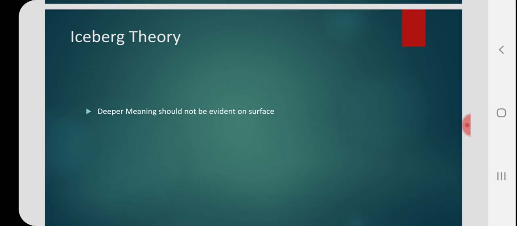So, in this way, the iceberg theory was coined by Ernest Hemingway. It is only common sense. Before that, the iceberg theory had been used by each and every writer, but Ernest Hemingway actually named it the iceberg theory.